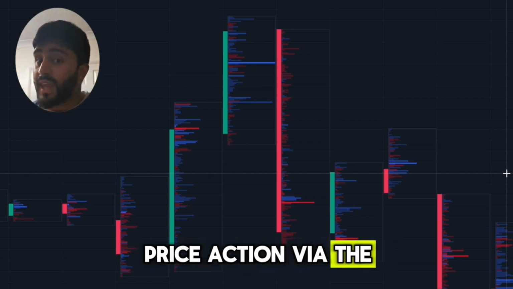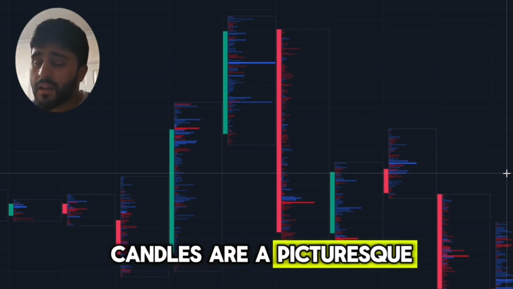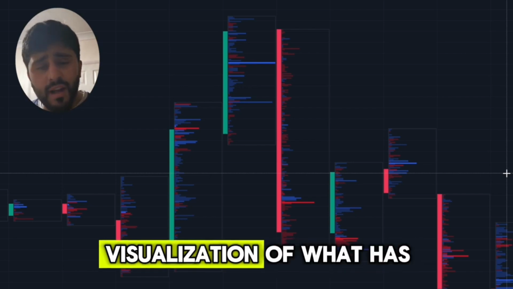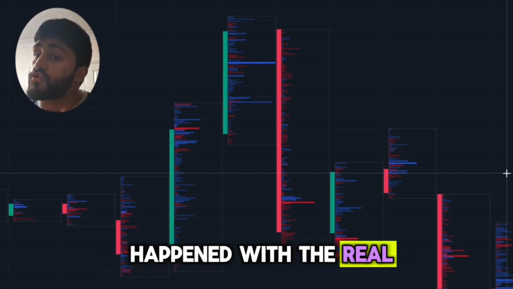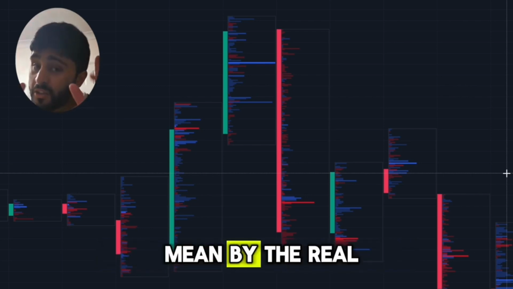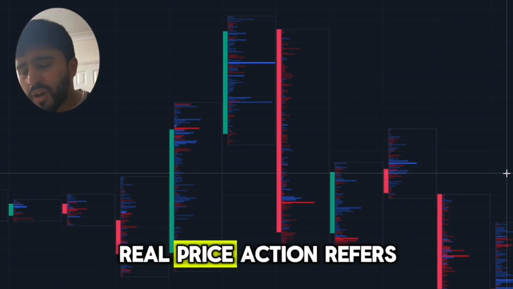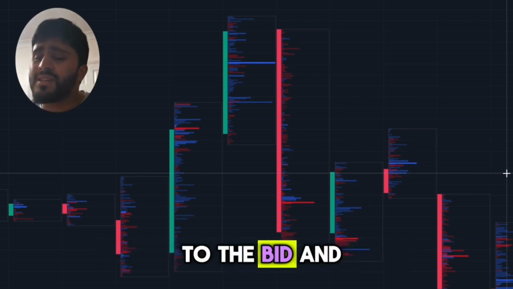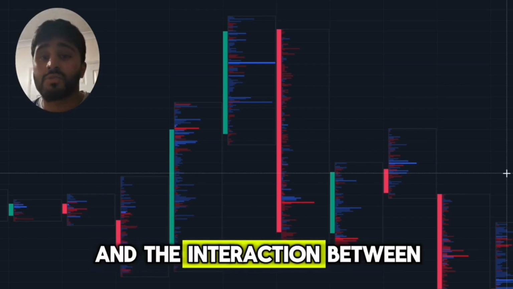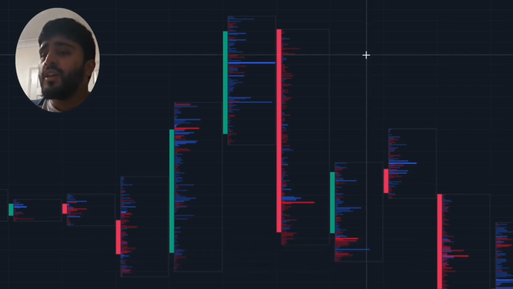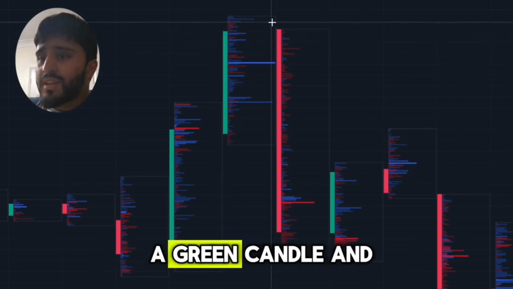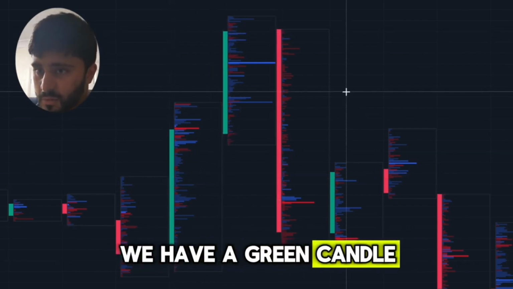Price action via the candles is a pictorial visualization of what has happened with the real price action. So what do I mean by the real price action? Real price action refers to the bid and the ask and the interaction between the buyers and the sellers. So as we can see here, we have a green candle and we have a red candle.